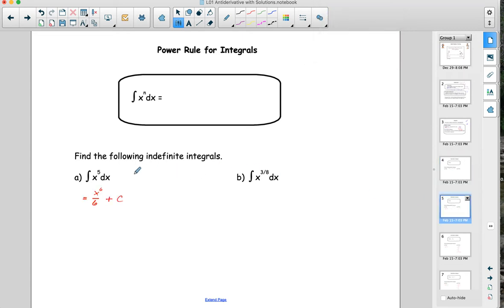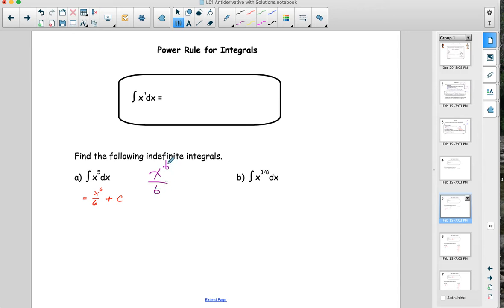All right, so let's talk about the first one. If I want to go backwards and I'm looking for capital F at x such that f prime is equal to x to the fifth, then I know I must have started from an x to the sixth, right? But if I then take the derivative of x to the sixth, that 6 is going to come out in front, and I do not have a constant here. So what I'm going to have to do is divide this by 6.